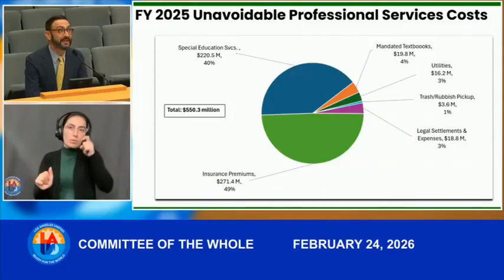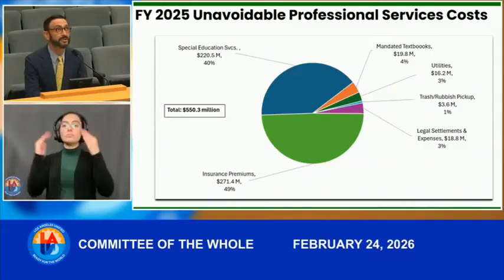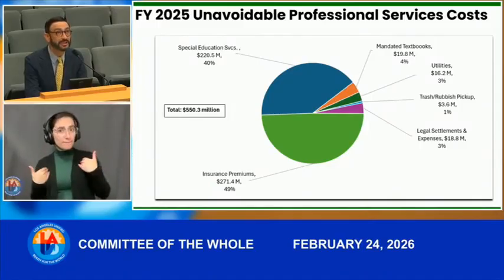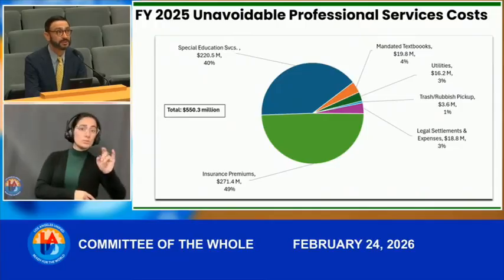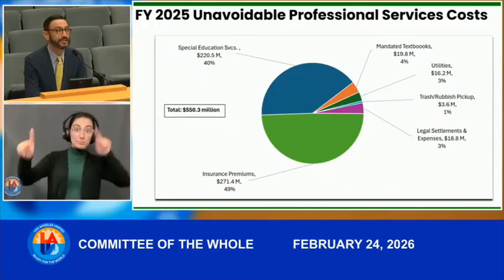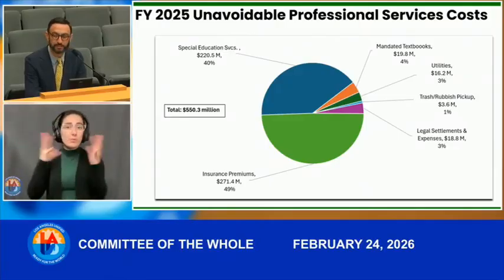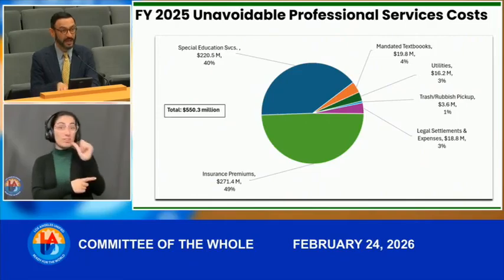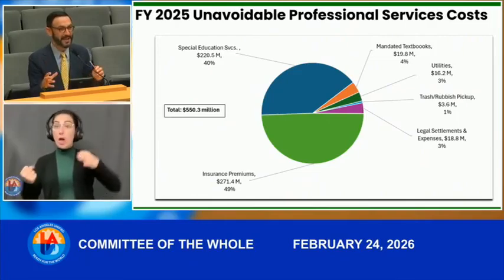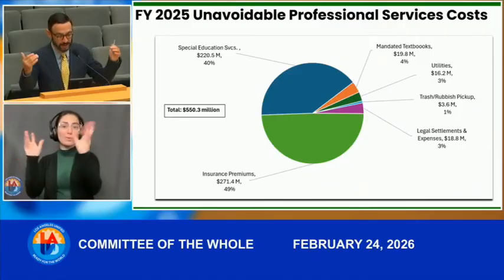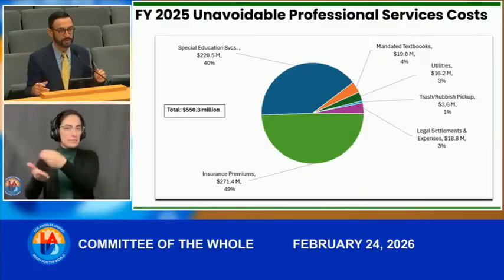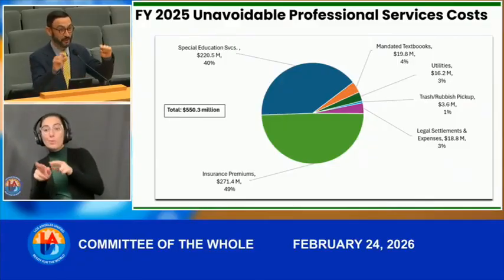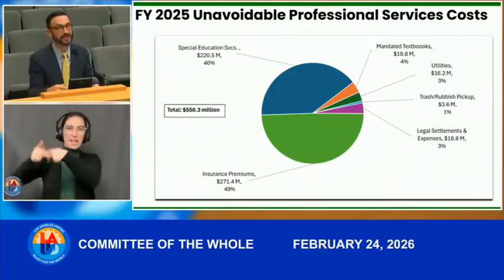So here's a breakdown of that over $500 million. There are, of course, special education services. There are mandated textbooks, utilities, the rubbish pickup, legal settlements, and then importantly, insurance premiums. The insurance premiums are not premiums for health benefits. Health benefit costs show up as a labor expense. So when you look at our budgets and financial reports, health benefit costs show up under the category of employee benefits, which is a labor cost.